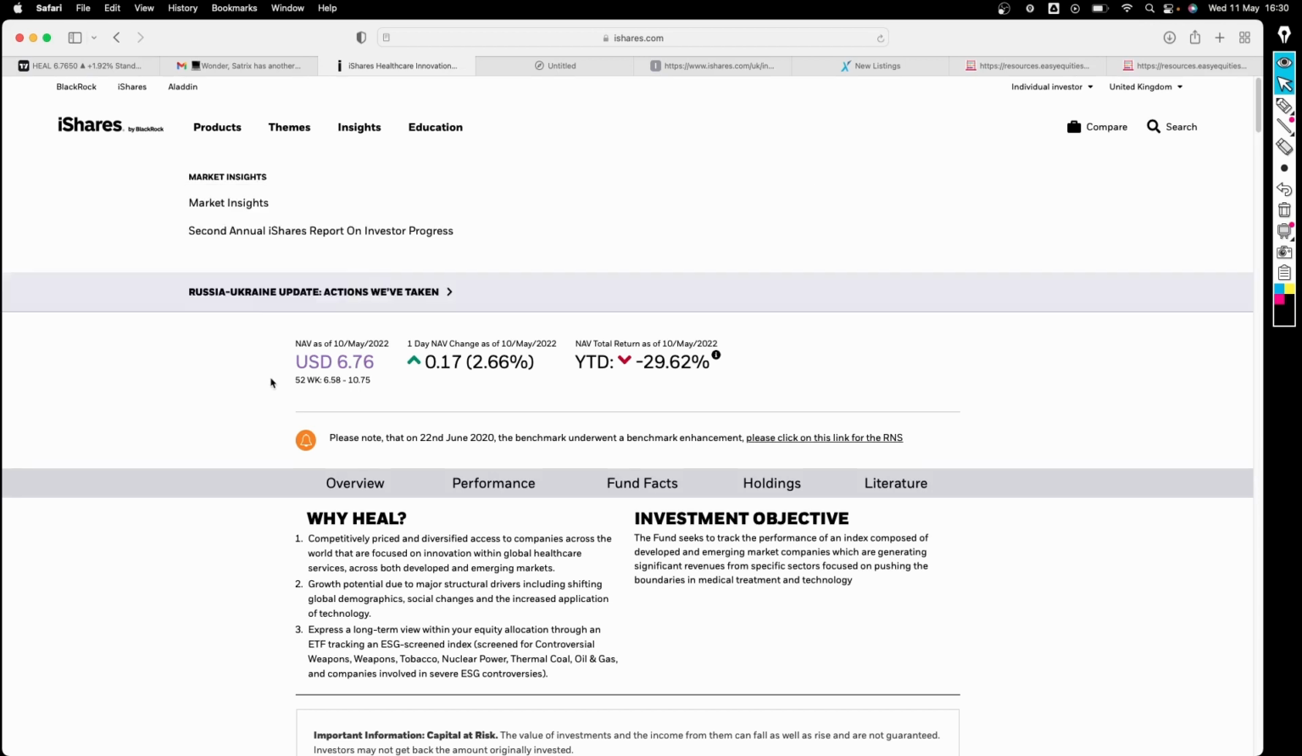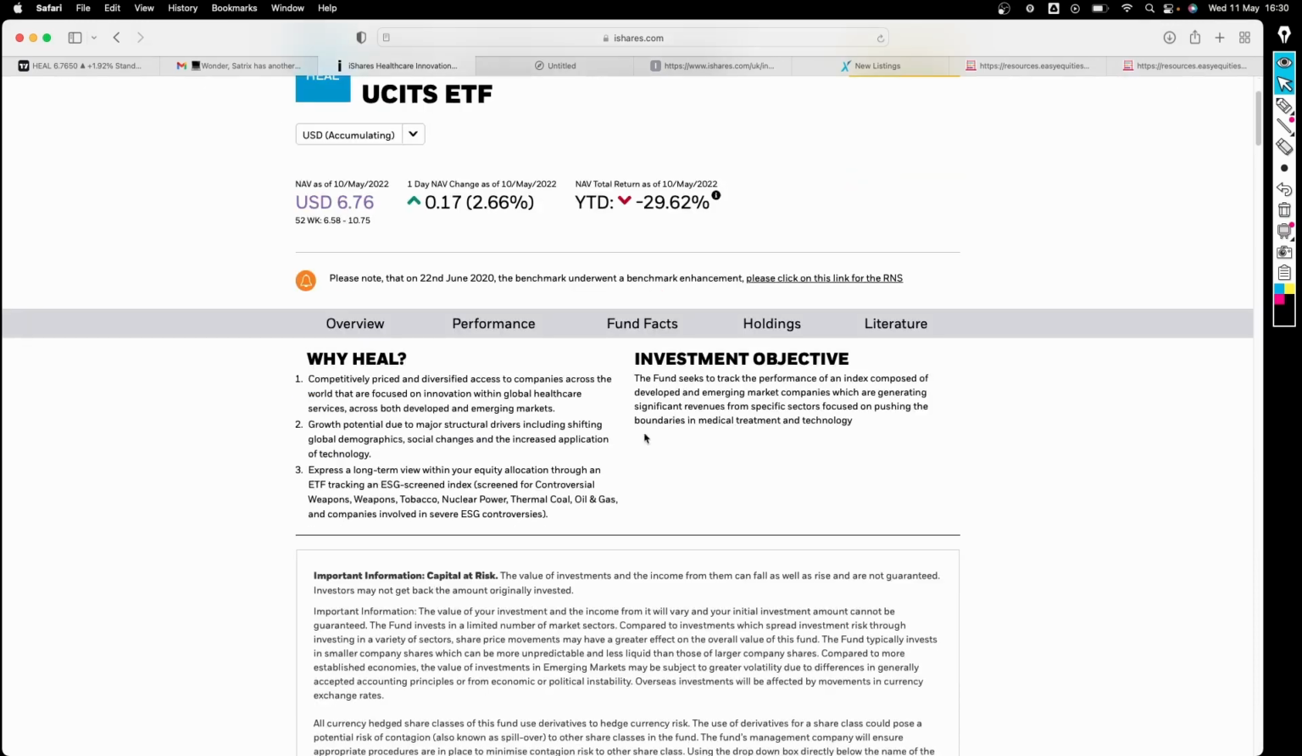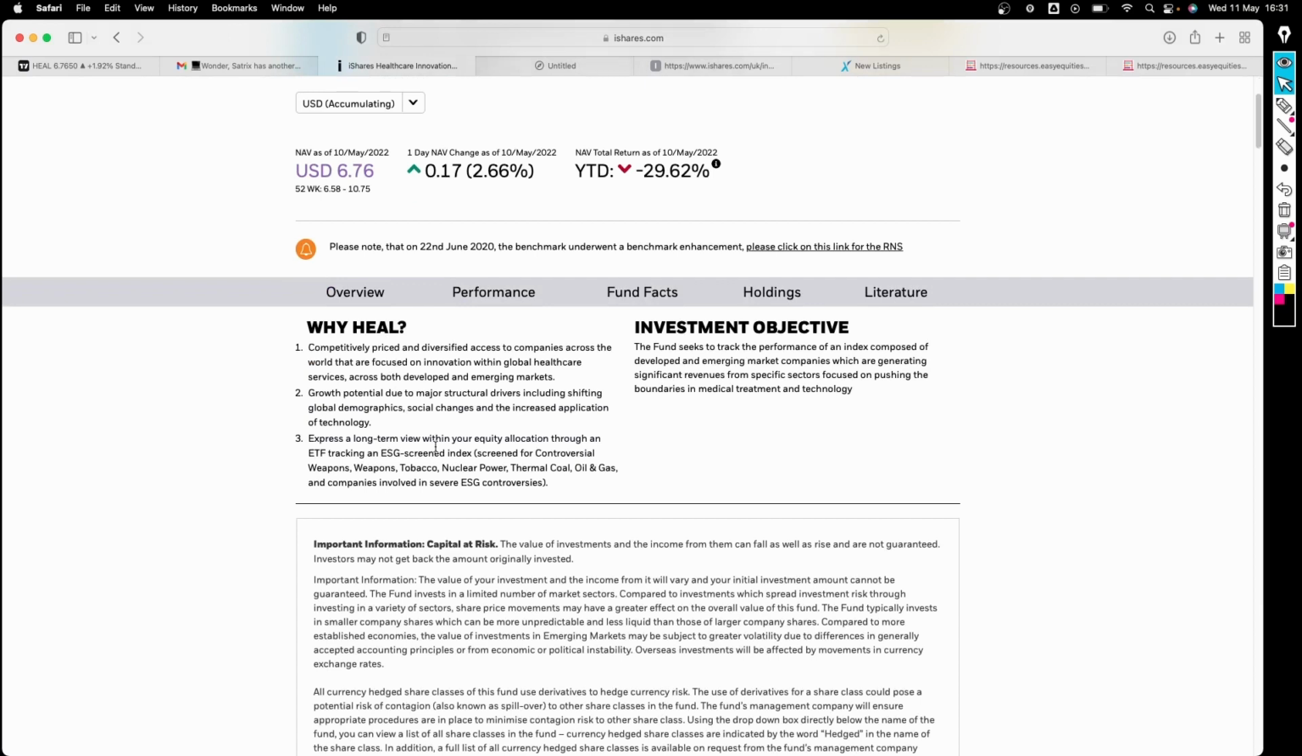Now if you go to BlackRock's website, you can just Google this iShares Healthcare Innovation ETF. It takes you to this. Then you can see the net asset value as of May 2022. It's somewhere around $6.76. It's priced in US dollars. Then the change, that is yesterday's price, it changed about 2.66%, but year to date it's down by minus 30%, right?